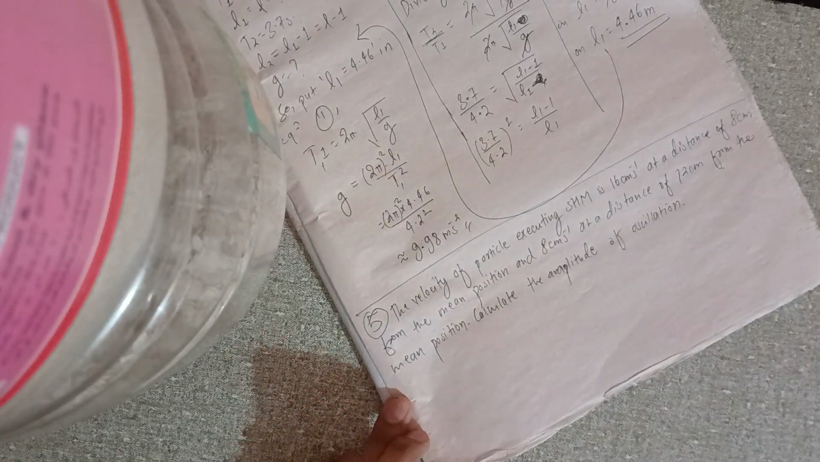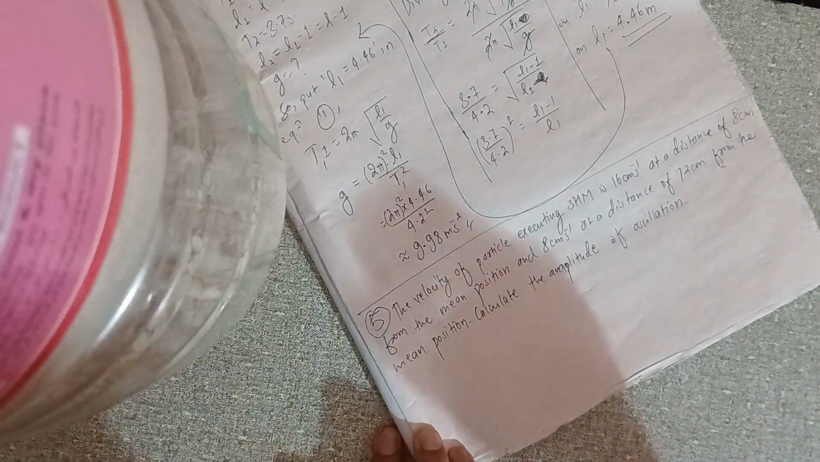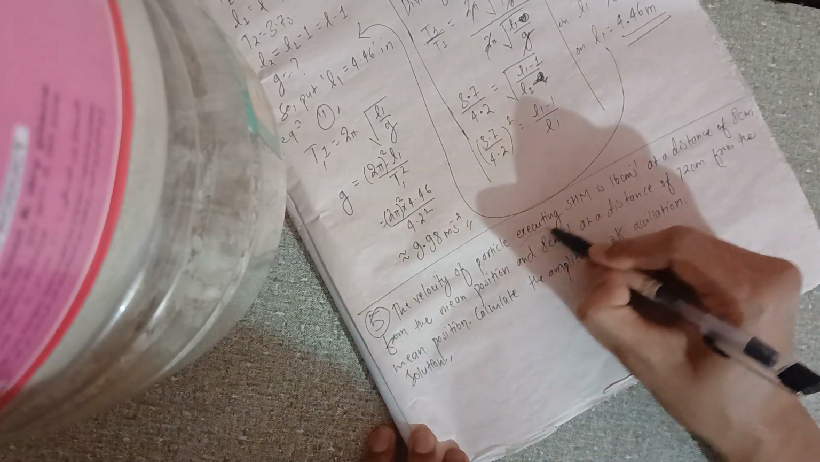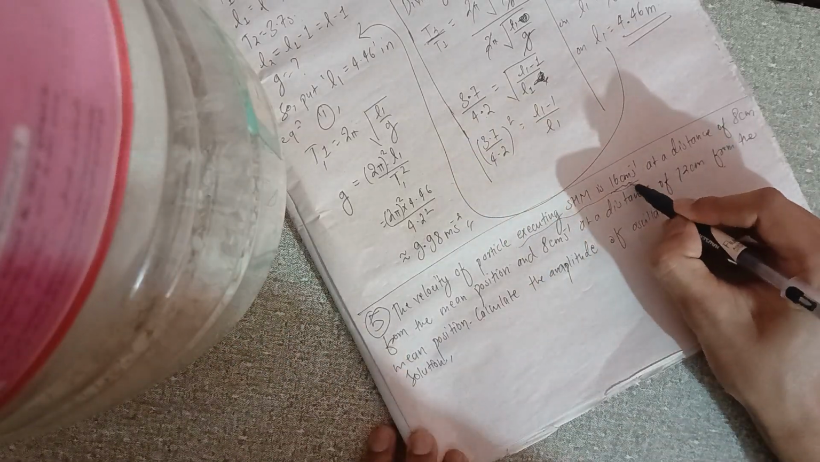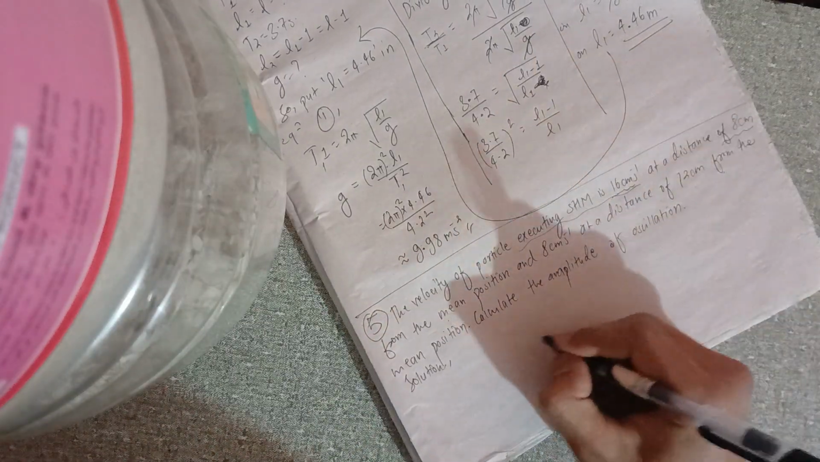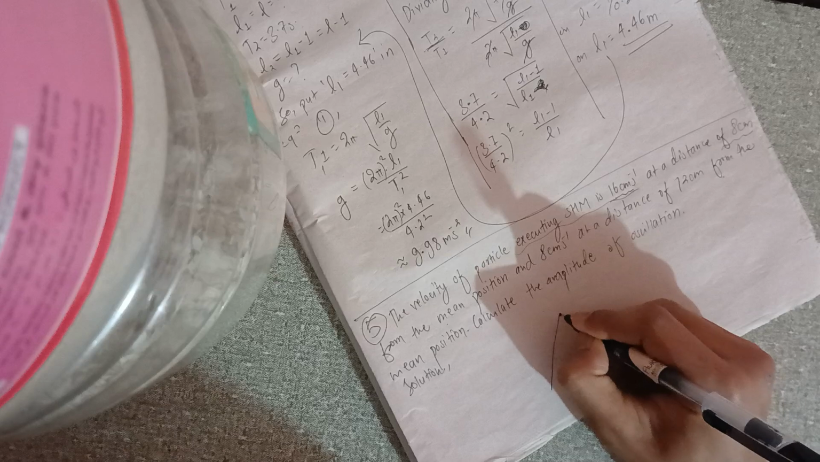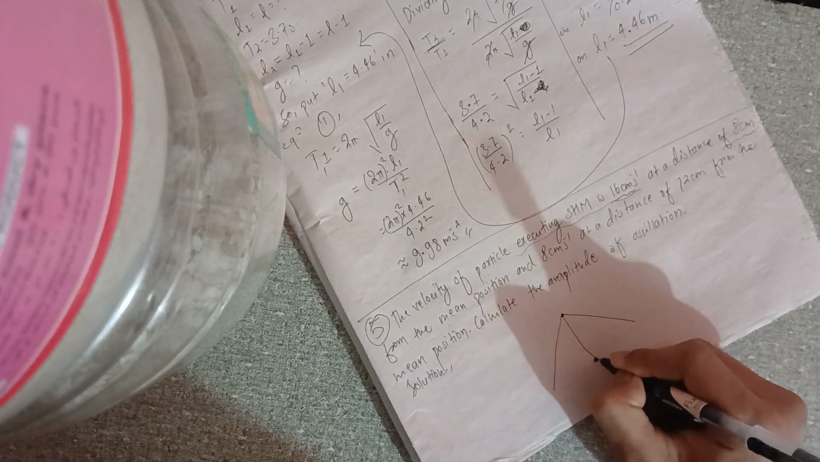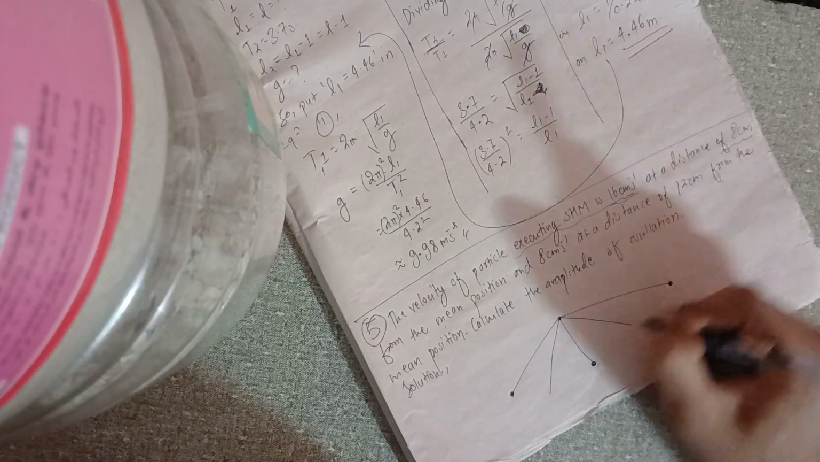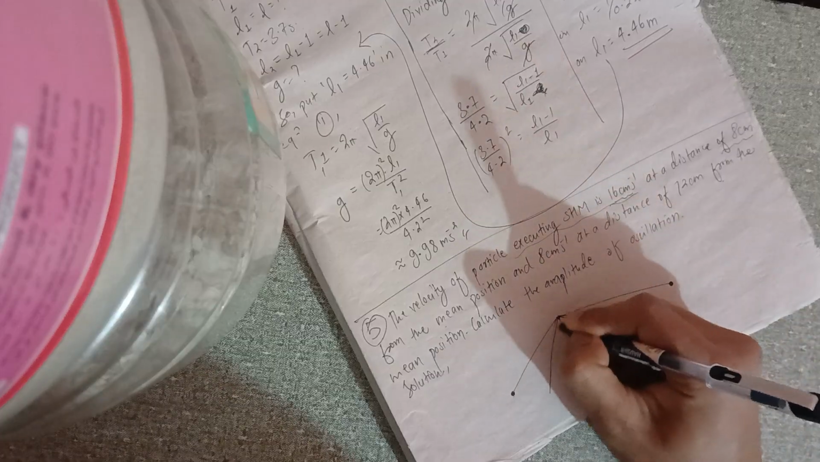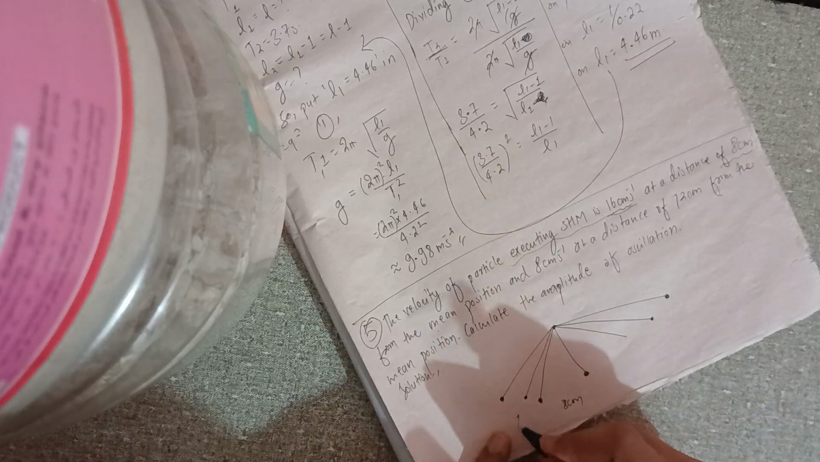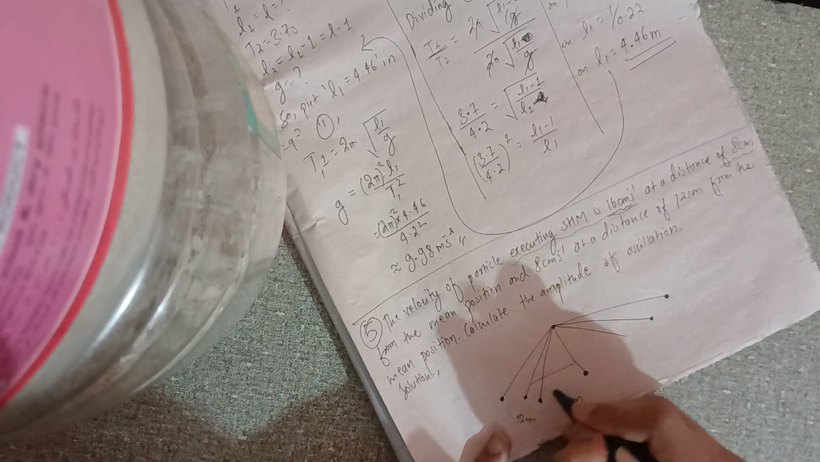So to solve this question, we have to first list what's given. The velocity of the particle executing SHM is 16 centimeter per second at a distance of 8 centimeter from the mean position. So there is a particle executing SHM just like this. This is the mean position, and these are the extreme positions. Let's imagine there are 2 points just like this, and this point is at a distance of 8 centimeter and this point is at a distance of 12 centimeter.